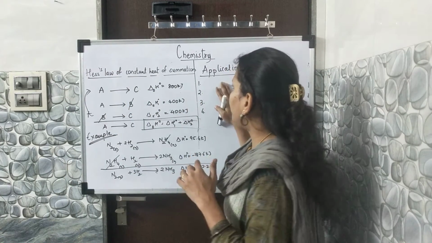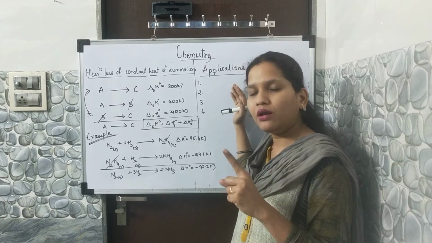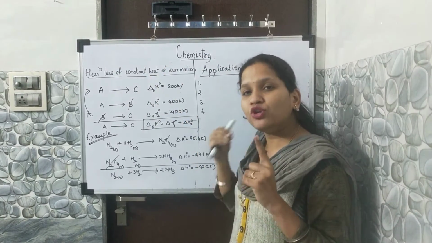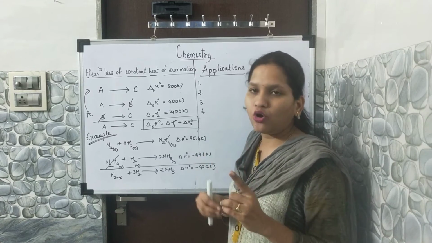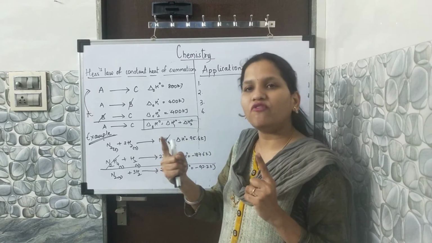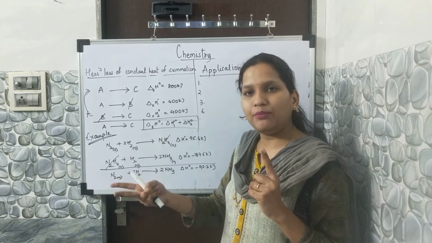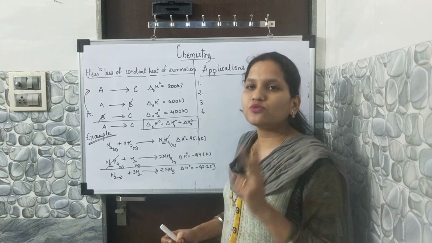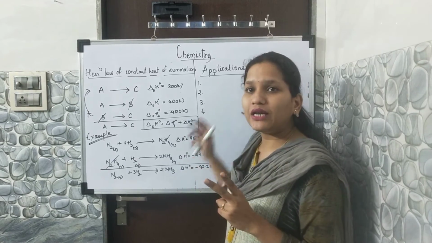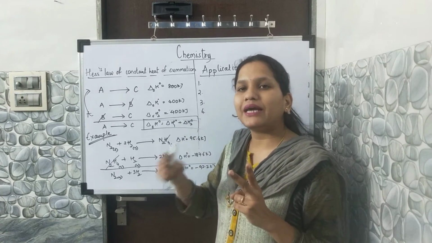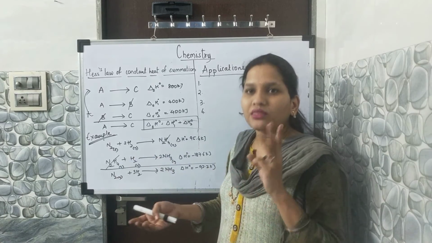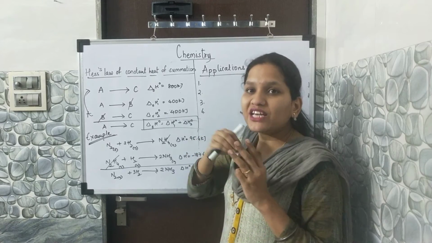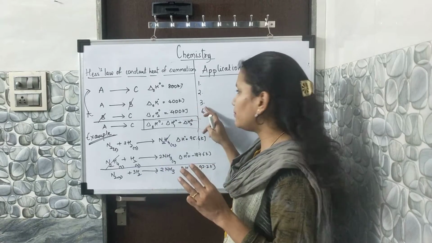Yes, again I am going to repeat the applications. First point: Hess law of constant heat of summation is used to calculate the value of standard heat of formation, standard enthalpy of combustion, ionization, atomization. Second, it is used for a reaction carried out in a single step or in a series of steps. Third, it is used for a reaction which is carried out experimentally.